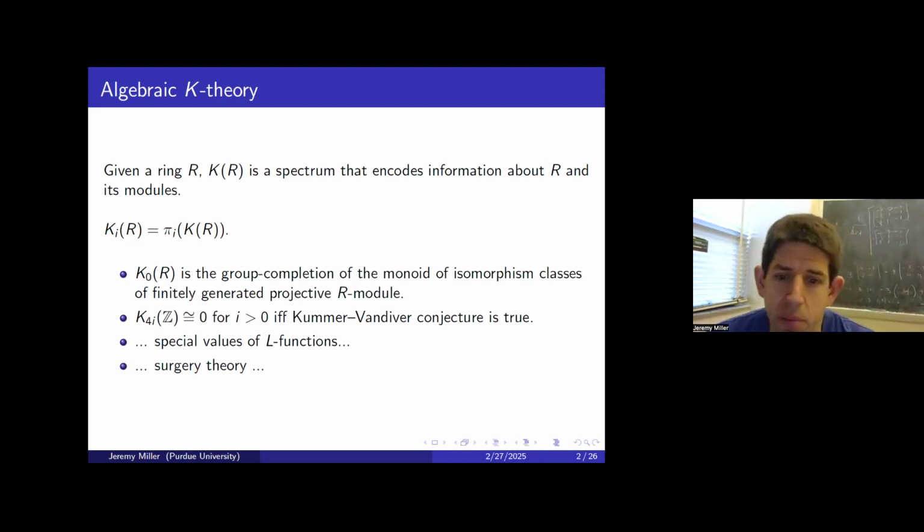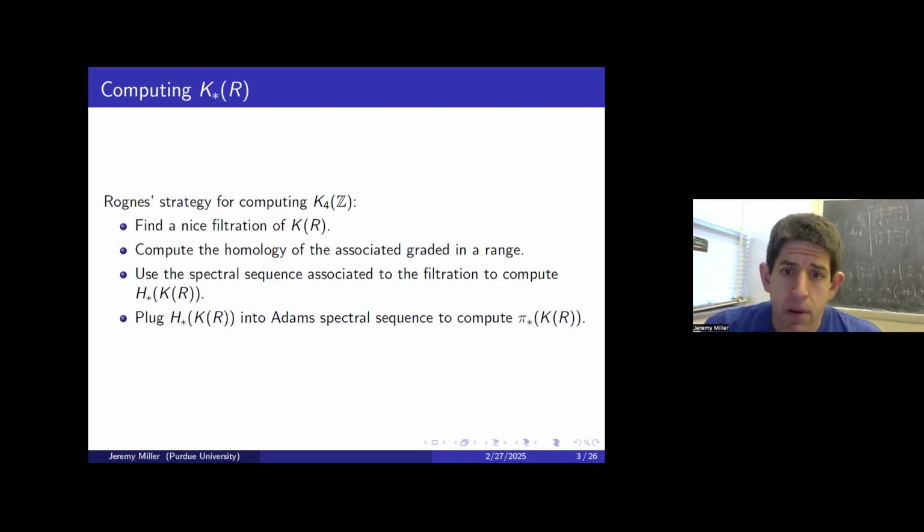K groups are related to special values of L-functions. They also have lots of connections to manifold theory through surgery theory, such as calculations in diffeomorphism groups of spheres, which rely on K-theory, and it's this huge story. So I'm going to tell you a little bit about John Rognes' strategy for computing K4 of Z, which he showed was the zero group.